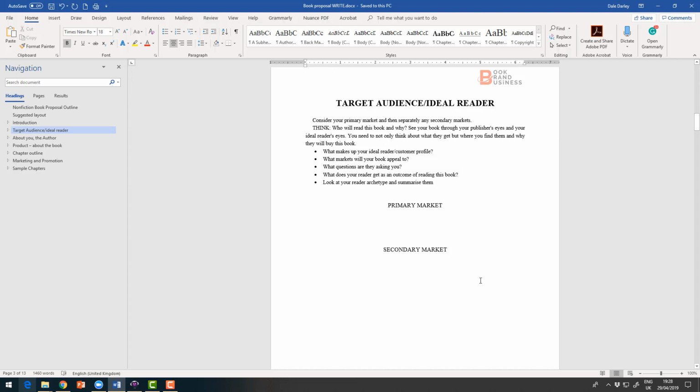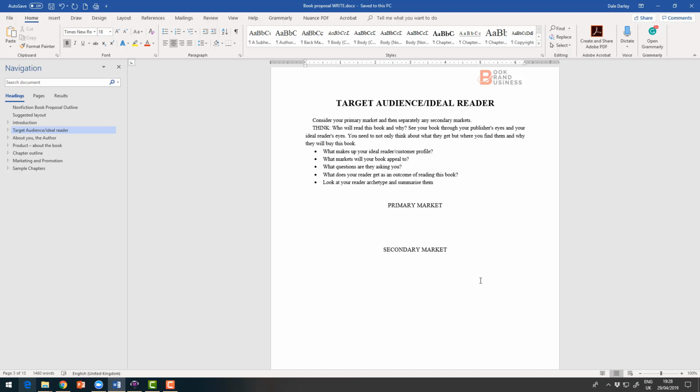Now, the most important thing outside of that is to really think about your ideal reader. Whenever you create any products or services, you're building your business, you're writing books, you need to think about this ideal reader profile. And I would split this into two markets, your primary market, and then have a think about who else might purchase this book.